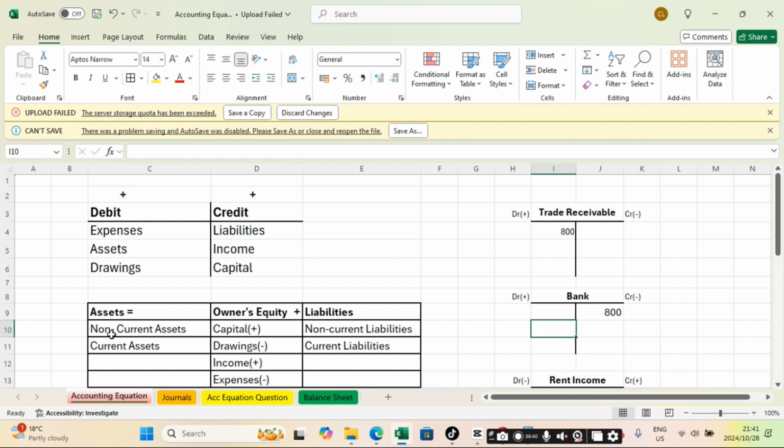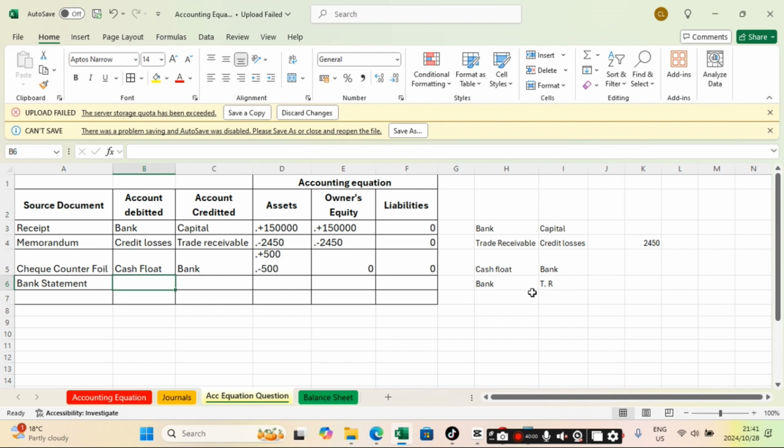So we have trade receivable and our bank account, and they both form part of our assets. I hope you all know that by now. So one is affecting the asset section positively, the other negatively. Straightforward. So coming back to our question.